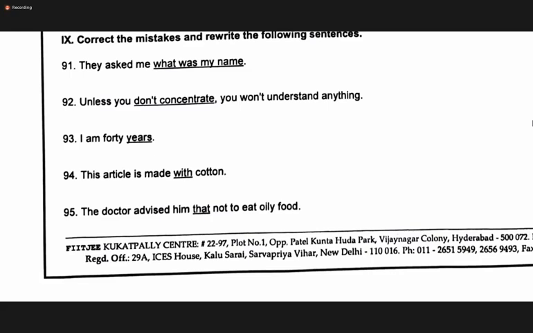94. This article is made with cotton. Made? What is the correct preposition? Made of. Made of cotton.